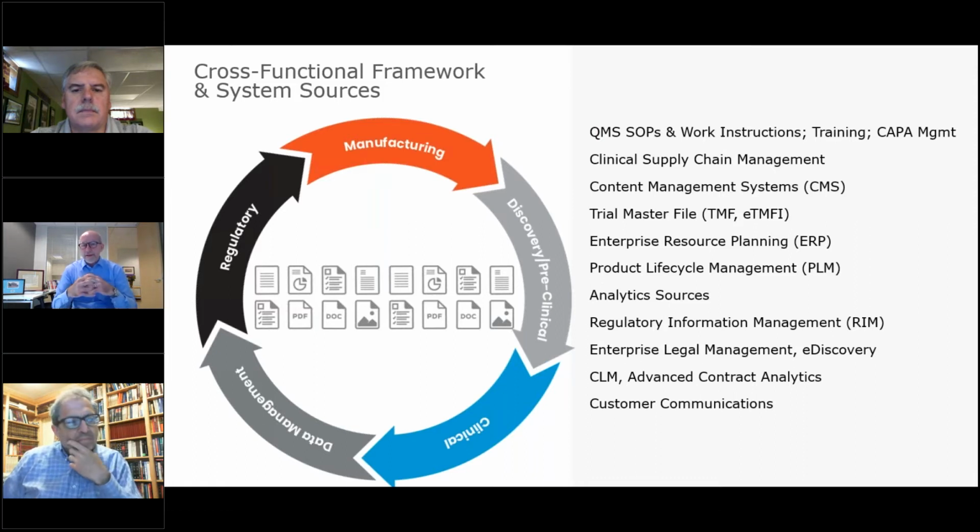Each one of these might be generating information associated with analytics, so you need to think about all of these. And then from a regulatory perspective, you've got the regulatory information management, and perhaps you have a RIM system in place, and maybe you don't. Maybe you've cobbled together a few different systems. And again, the lawyers with their legal management and e-discovery elements, these are some of those sources of the systems that we'll touch on as we go on. Next slide, please.